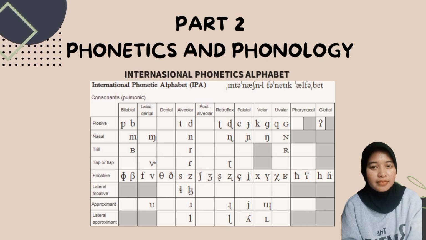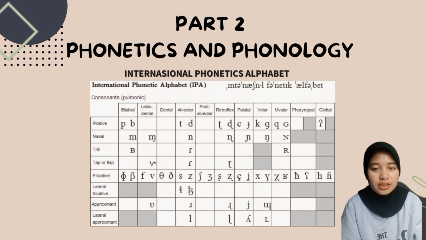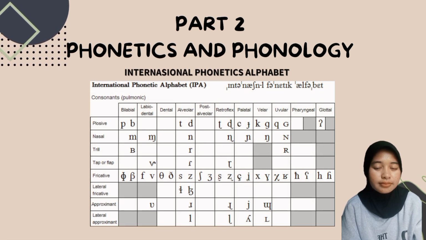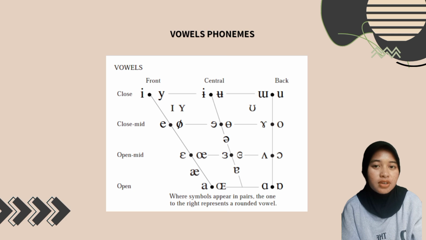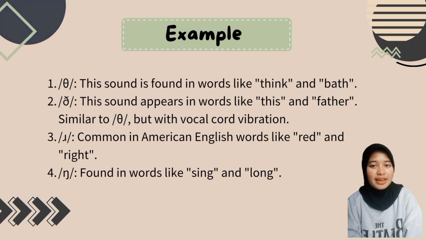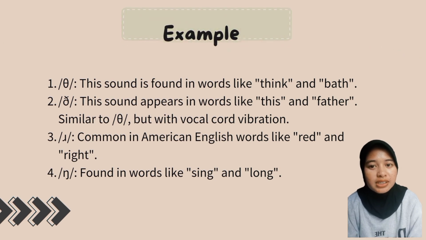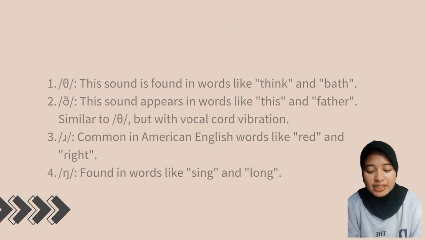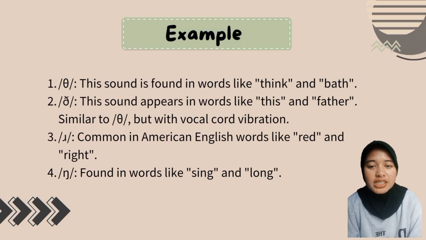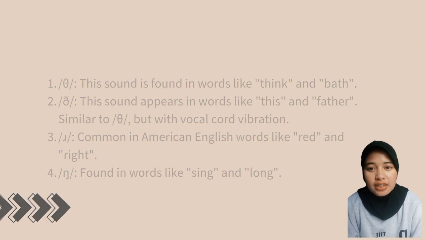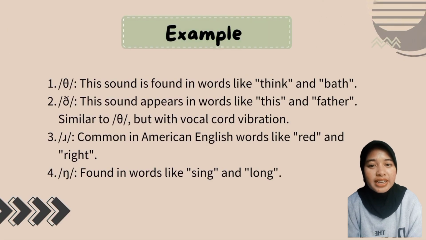Part 2. We'll talk about phonetics and phonology. This is the International Phonetic Alphabet. And this one is vowel phonemes. The example: first, this sound appears in words like thing and bath. The second sound appears in words like this and father, similar to the first but with vocal cord vibration. And then there is the R sound, common in American English words like red and right.